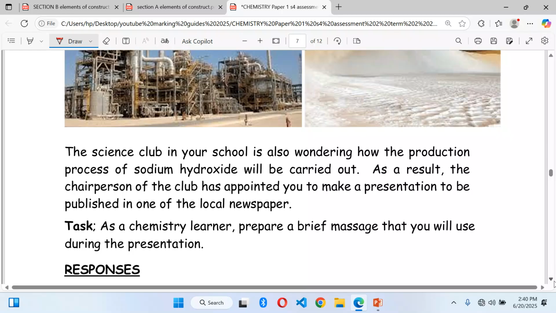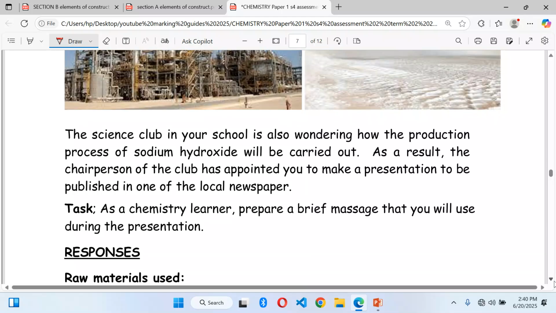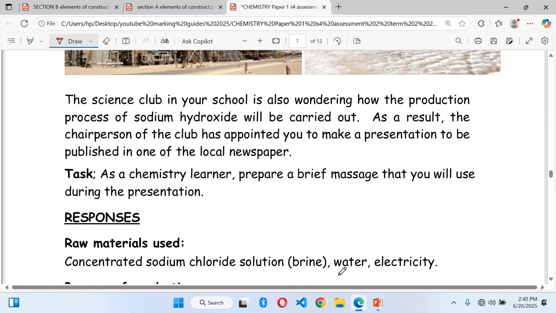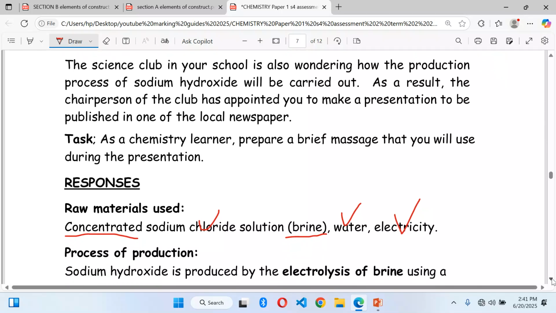Our first thing is to identify the raw material. What is the raw material of making sodium hydroxide? Very good. So we are saying the raw material is concentrated. The day you forget the word concentrated, that's the day you forget your mark. So it is supposed to be concentrated sodium chloride solution, or simply calling it what? Brine. Others we can have are water and electricity. So those are the raw materials.